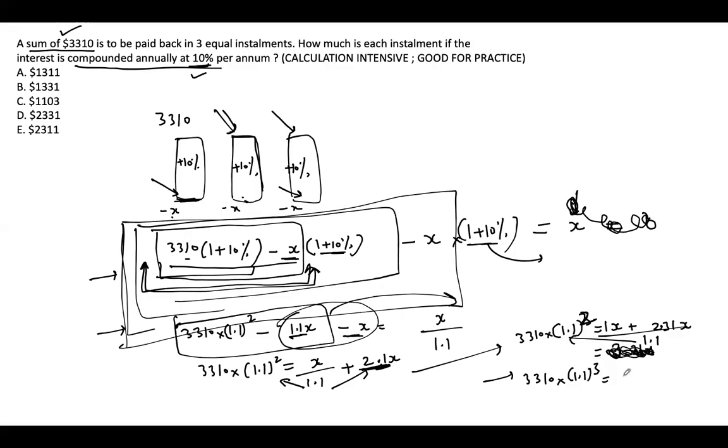And this is 3.31, which is, let's say, 331 by 100. We have three zeros, 331 into 10. This is 1000 into 1.1 cube, and 1.1 cube is 1.21 into 1.1, 1.331. So 1331 is x. I would say this is a difficult question based on calculation, but it is good for practice.